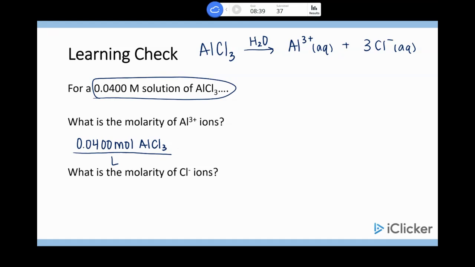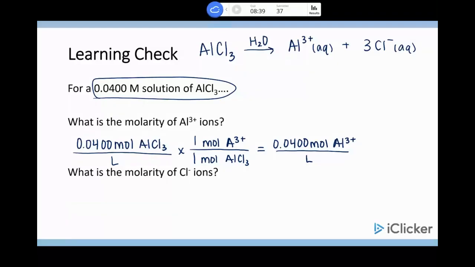Then we use our balanced chemical equation to go from moles of aluminum chloride to moles of aluminum. So for every 1 mole of aluminum chloride, we have 1 mole of Al3+ ions. So the molarity of Al3+ is 0.0400 moles aluminum per liter, or 0.0400 molarity, capital M.